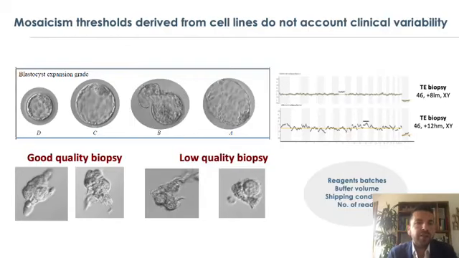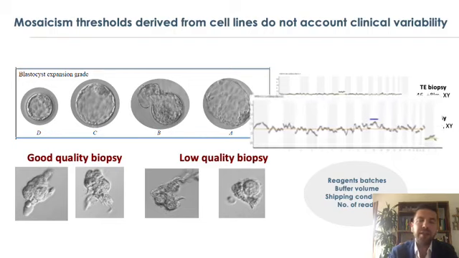There's no doubt that the experimental variability is significantly different from the research to the clinical setting, where in our clinical setting we used to experience TE biopsies coming from embryos of different quality. They may be of different cellularity, from 2 to 20 cells, and we also have changing conditions over time, such as the use of different reagent batches and buffer volumes. Also, shipping conditions may vary over time.